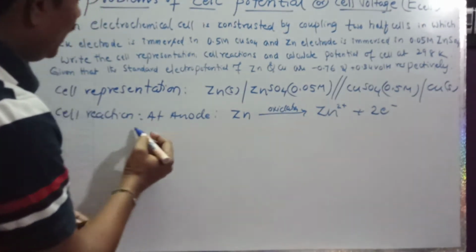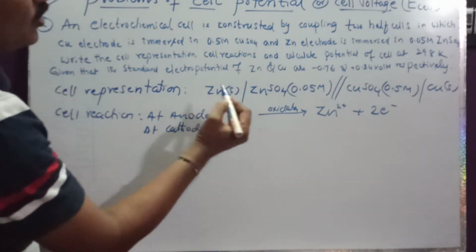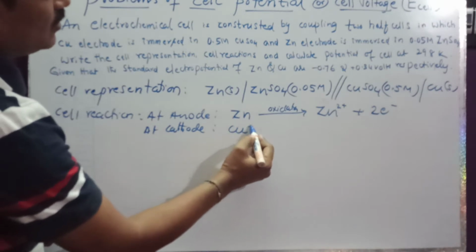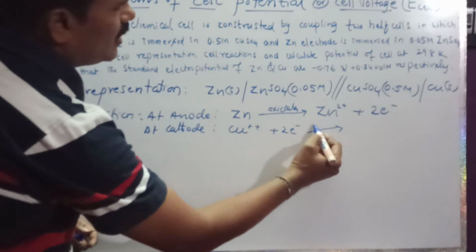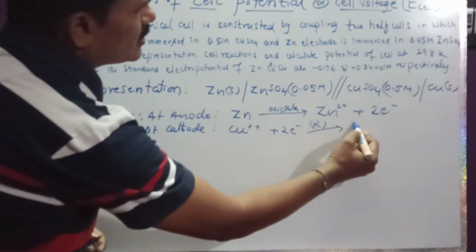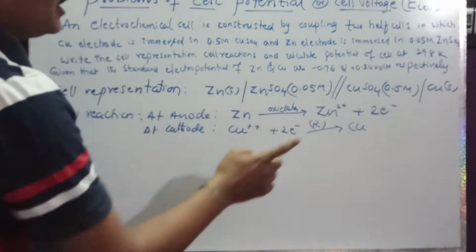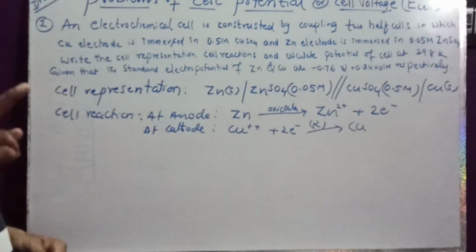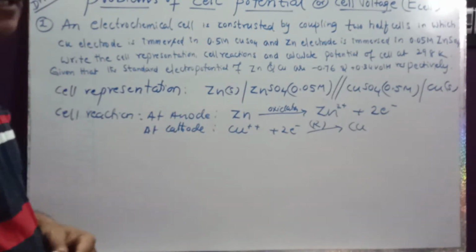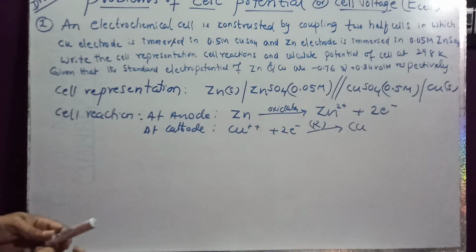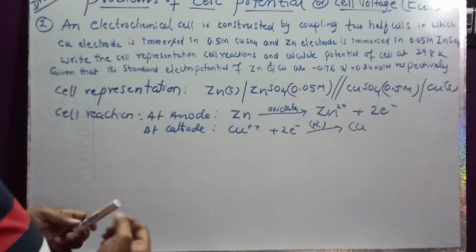Next, at cathodic reaction, cupric ions accept the electrons and are reduced to copper atoms. So this is reduction reaction. So these are the two cell reactions you have to write. One is anode reaction and another is cathode reaction. Then we have to calculate the electrode potential of the cell.